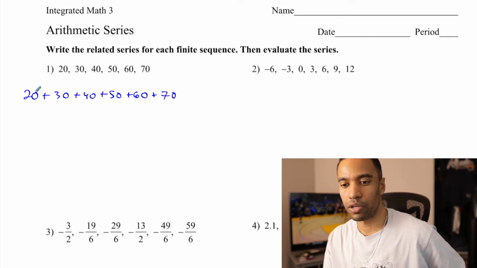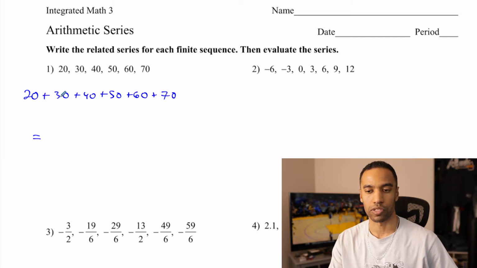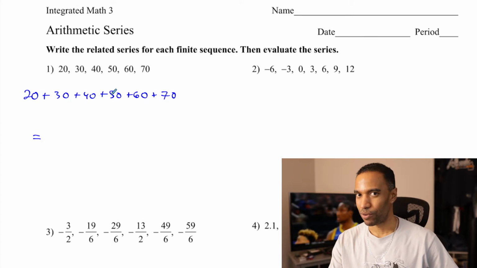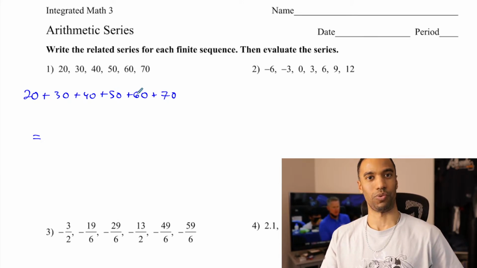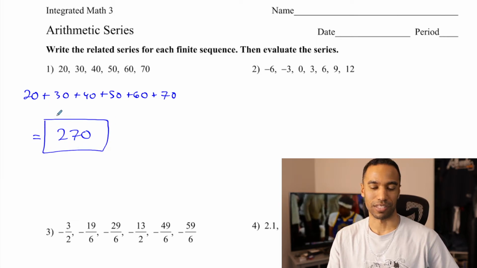So as far as that goes, great, and then you evaluate it. So we add them up. Well, 20 plus 30 is 50, plus 40 is 90, plus 50 is 140, plus 60 is 200, plus 70 is 270, and you could be there and done with your answer, and that's very good.